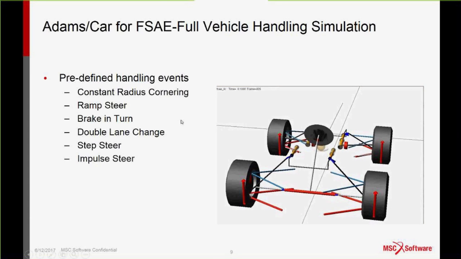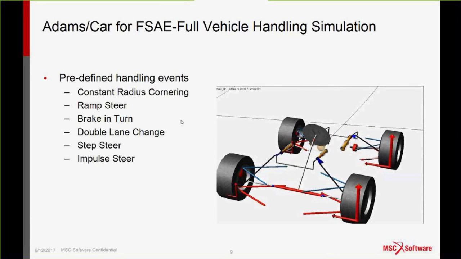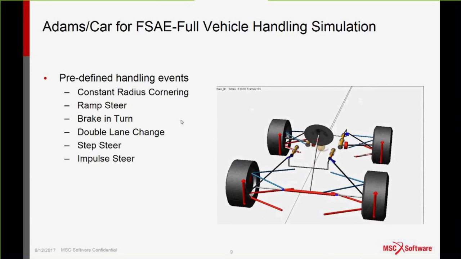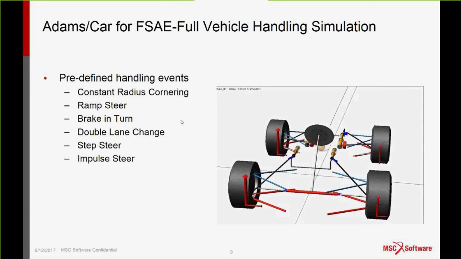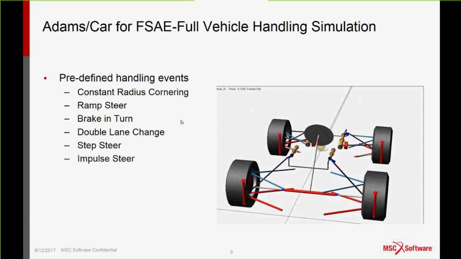You have constant radius cornering and ramp steer. These are more like quasi-static simulations. On the other hand, you also have impulse steer and step steer, which look more at the frequency response of the car. It's kind of a transient simulation. These are all predefined as well. So if you have a model that works, you can run all of these virtual simulations easily.